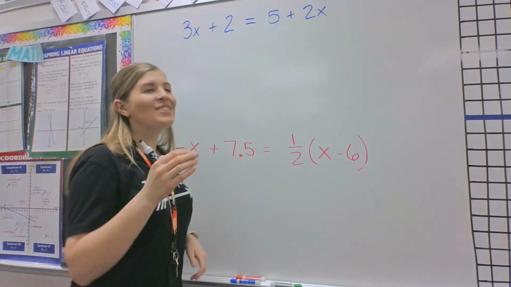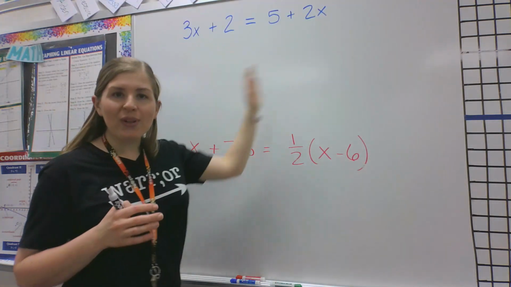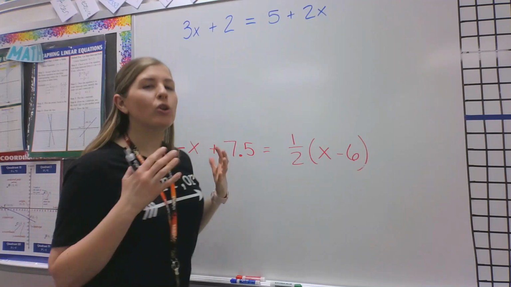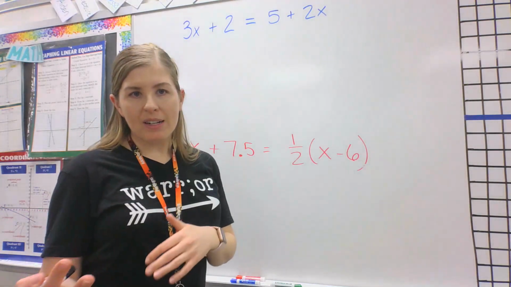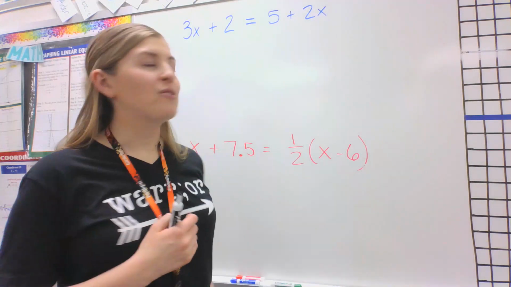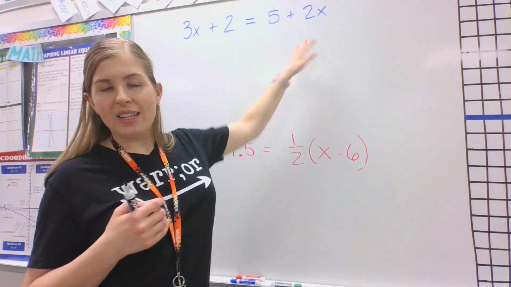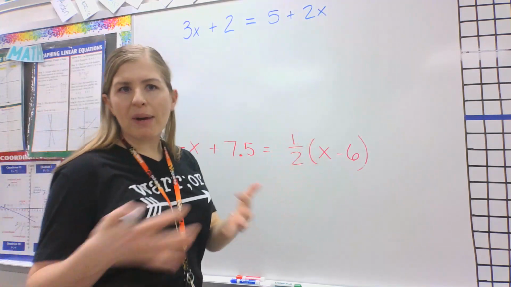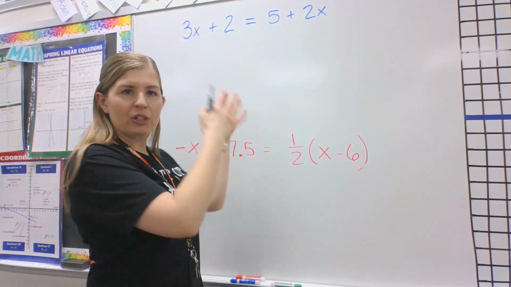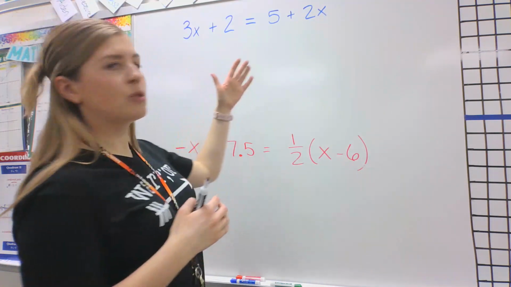Two-step. So we have 3x plus 2 equals 5 plus 2x. And the goal is we want to figure out what x equals. We want to get x by itself and another number on the other side of the equal sign, so we know what x equals. So to go through this simple one, in order to get rid of terms on either side or combine like terms, we're going to do the opposite operation when we move a term to another side.